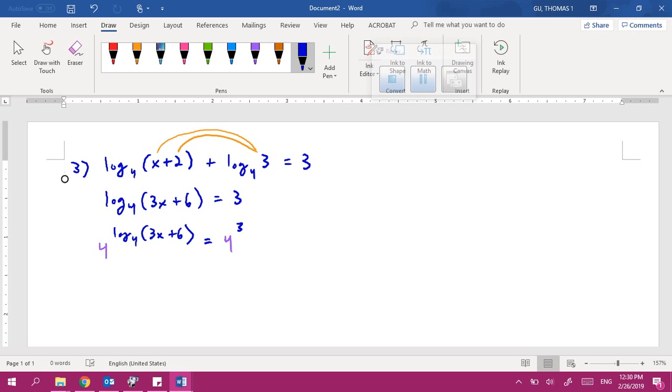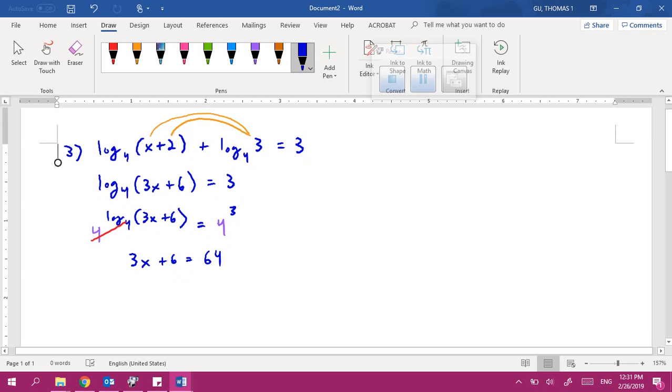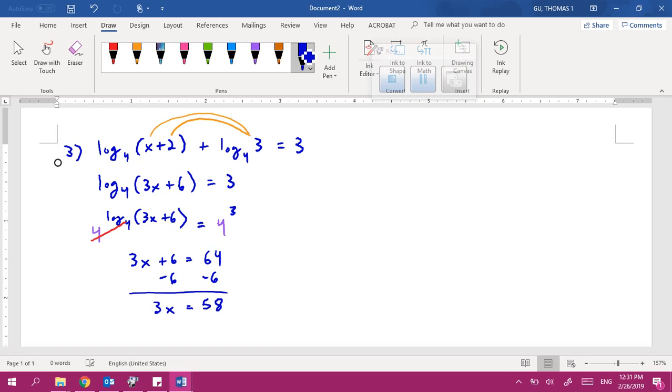And so what would my next step say? 3x plus 6 equals 64. That's right. 3x plus 6 equals 64. Nice. All right, we're going to subtract 6. That gives you 3x equals 58.